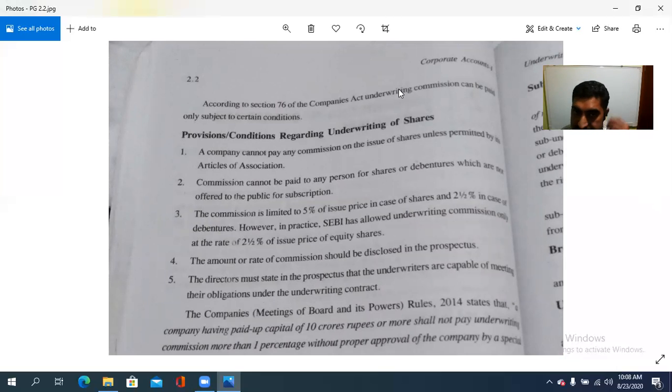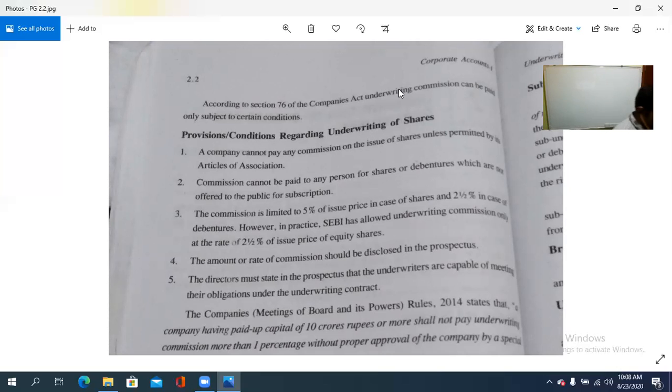So, the conditions with regard to underwriting of shares. A company cannot pay any commission on the issue of shares unless permitted by its articles of association. That means no commission can be given for the issue of shares, because it must be permitted by the articles of association.